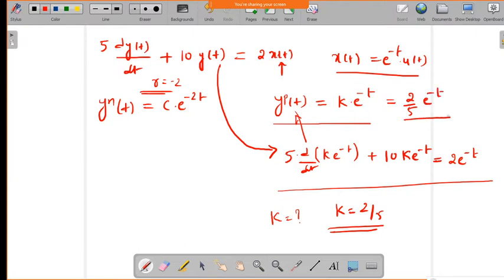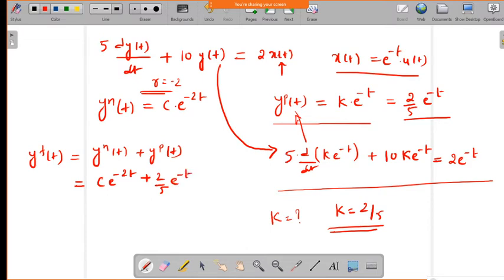Okay. So, now we know the natural response, which is yn of t, which is c into e power minus 2t, and the particular solution also we know, yp of t. So, now that will give the forced response, that is yf of t. The forced response is nothing but c into e power minus 2t plus 2 by 5 into e power minus t. So, now this is the forced response.